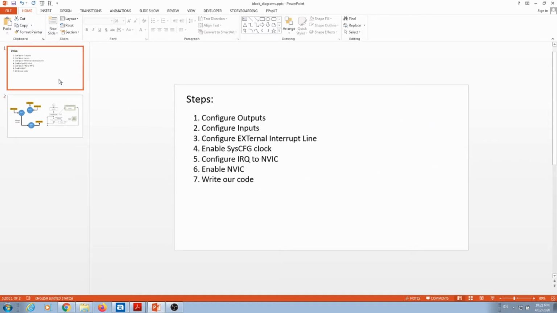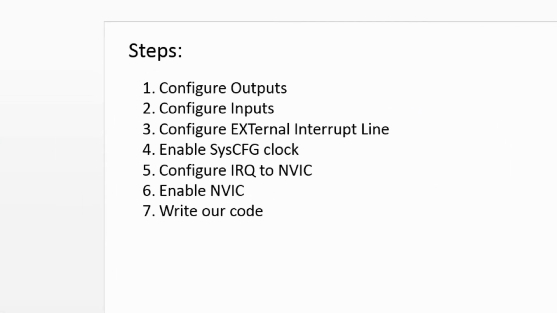So what are the steps that we're going to do? I have the steps summarized more or less here, but I'll show you how we get to this point where we know what we need to do. We're going to configure the outputs, configure the inputs, then define or configure the external interrupt line to say look at those pins. Then we need to enable the clock for those external lines. We're going to configure the interrupt routines to the NVIC, enable the NVIC, and then we're going to write our own code.